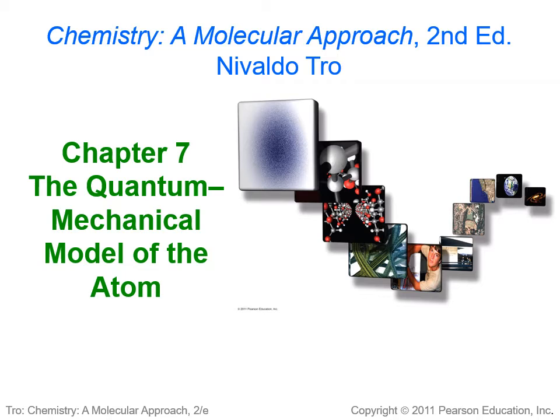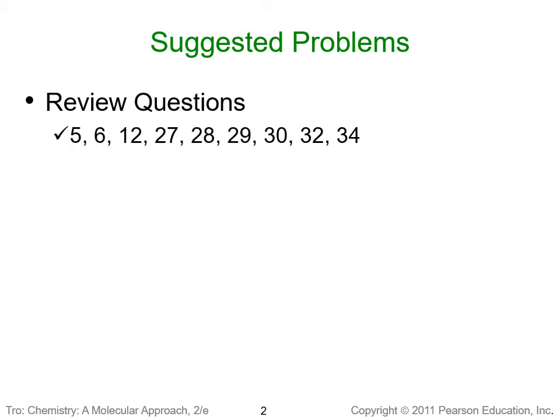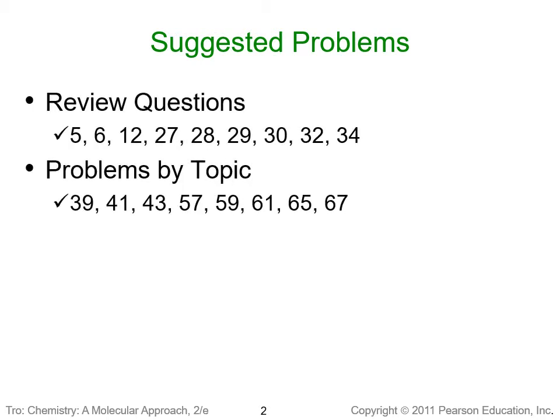Before we start talking about electrons, we're going to look at light, which is something that we are more familiar with, and the properties of light, and then we will look at electrons and the properties of electrons. As always, there are some suggested problems at the end of the chapter in your book. You should be able to answer these problems by the time we finish the chapter.